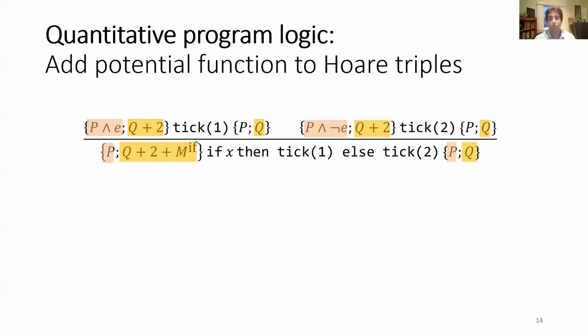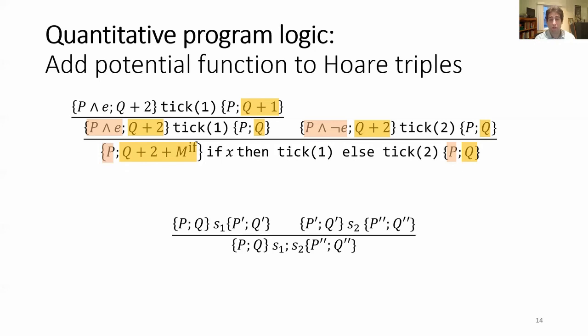Note that we actually have more potential left over in the if branch, but we can use weakening to throw away potential. So what's the good of having Q potential left over at the end? This if statement will probably be sequenced together with another statement, and leftover potential can be threaded through to the next statement in sequence.